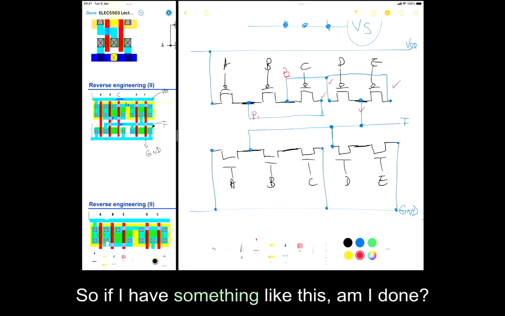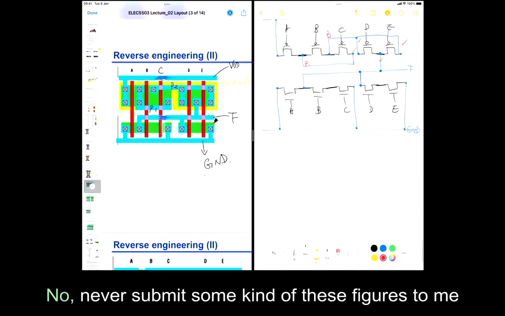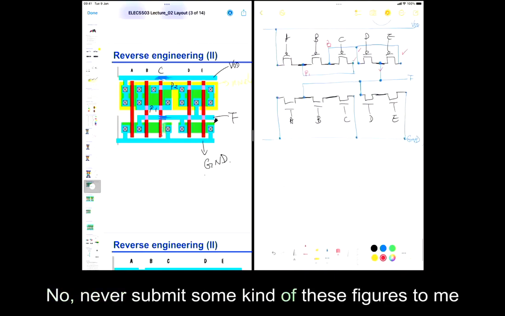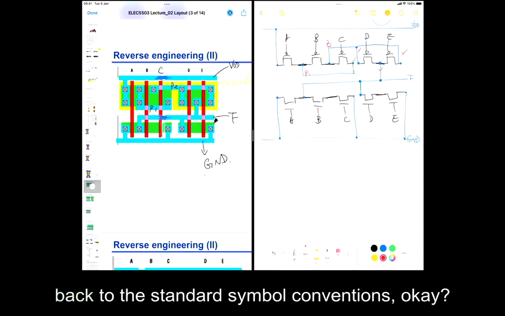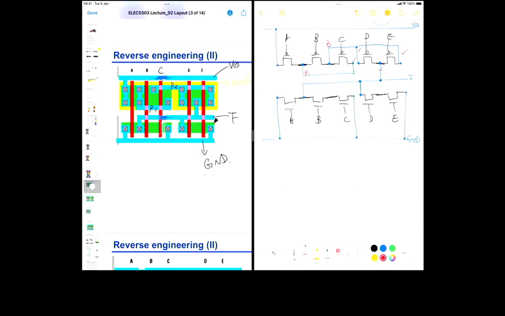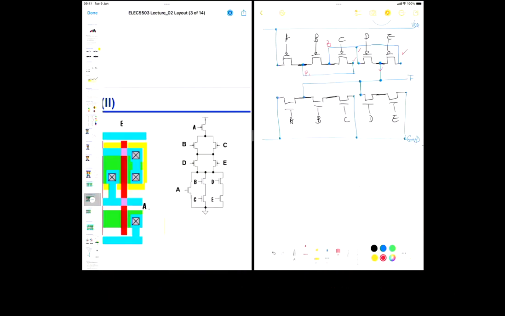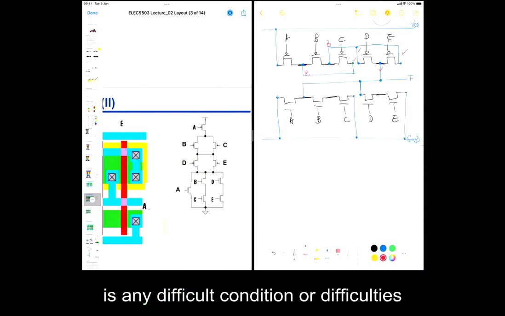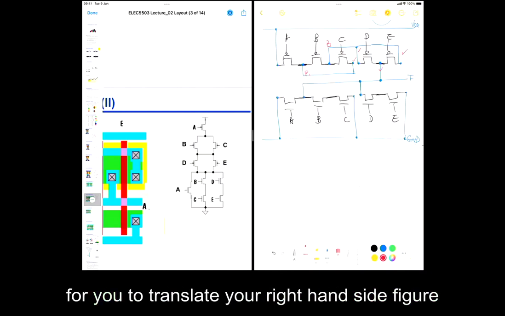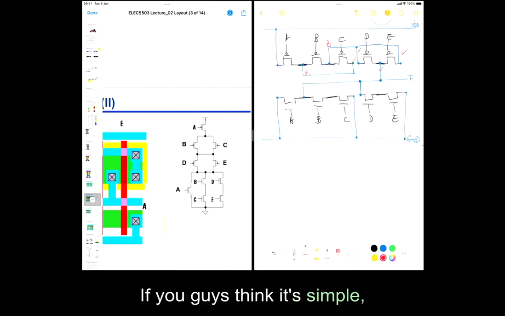So if I have something like this, am I done? Can you submit this to your examiner? No, never submit some kind of these figures to me, because definitely it's not hard for you to translate it back to the standard symbol conventions. Okay, so in a standard convention, straight away you can translate the right hand figure to your left hand side. Any problems for you to translate that? Is there any difficulty for you to translate your right hand side figure to your left hand side, or is it simple? If you guys think it's simple, then I'm not going to cover it.